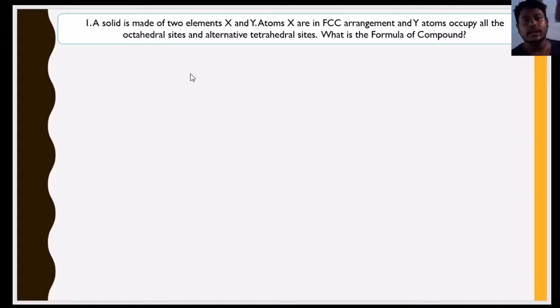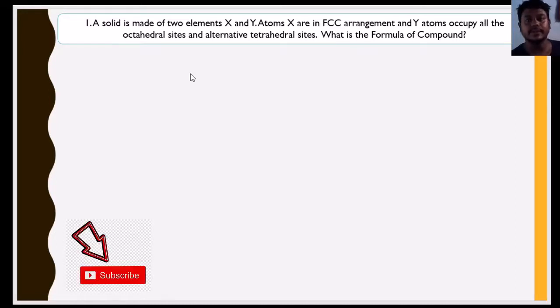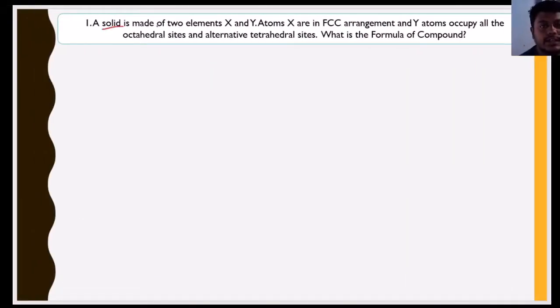Okay, so we start with our first numerical. The question is: a solid is made of 2 elements X and Y. X are in FCC arrangement and Y occupy all the octahedral sites and alternate tetrahedral sites. What is the formula of the compound? Okay, as we saw about that unit cell structure, from where we derived the formula, by the same aspects we have the information of that crystalline solid structure and we have to find out the constituent particles ratio by which the formula is formed.